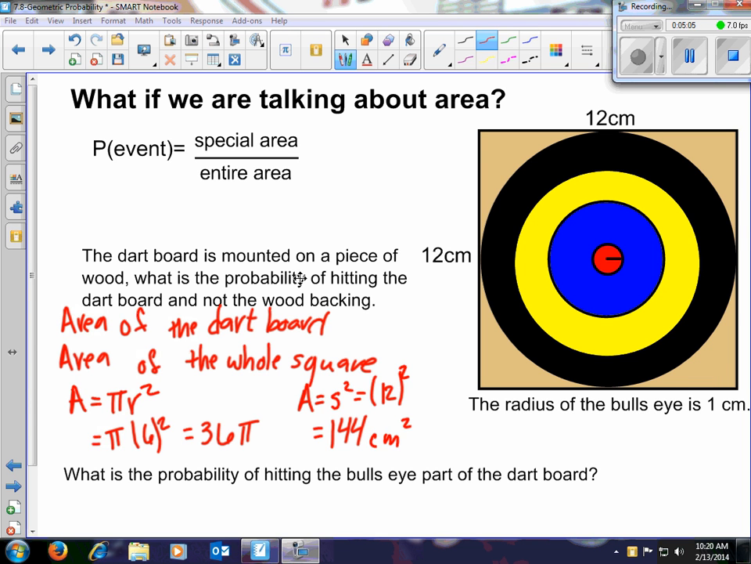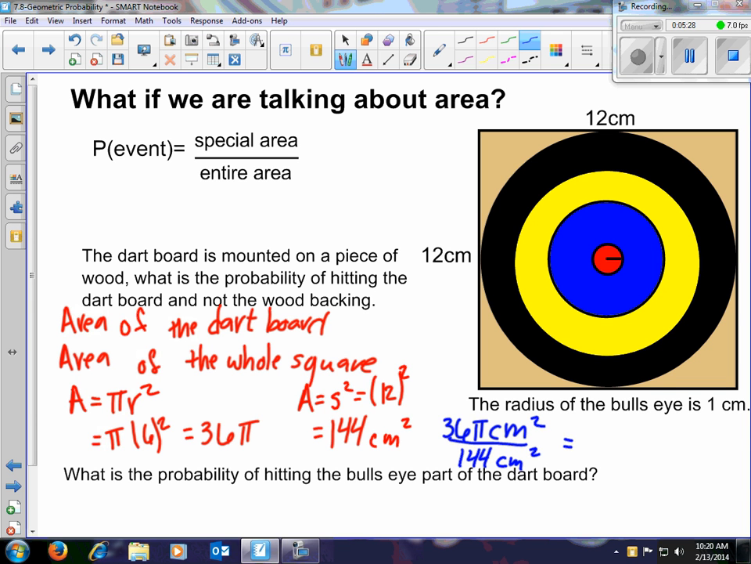All right, so now we're going to find the probability. So we need our special area divided by our entire area. Our special area is our dartboard, so we have 36 pi centimeters squared. And our total area is going to be our backing, which is 144 centimeters squared.